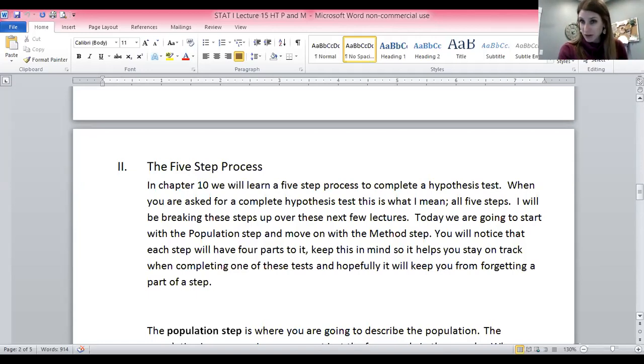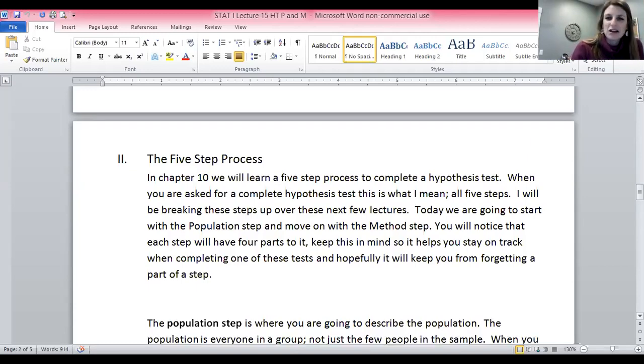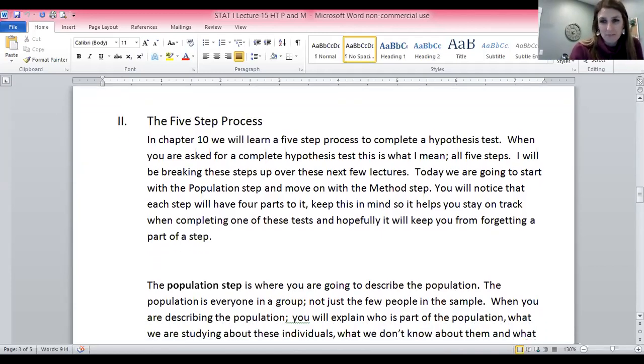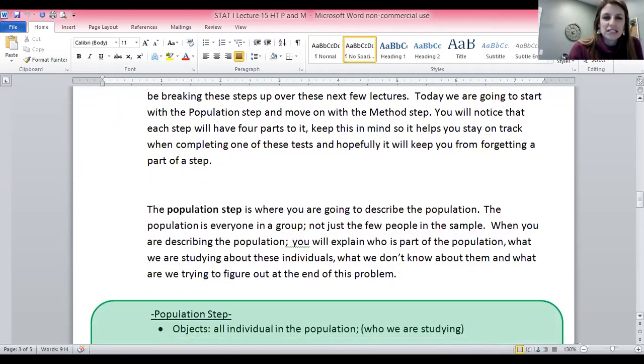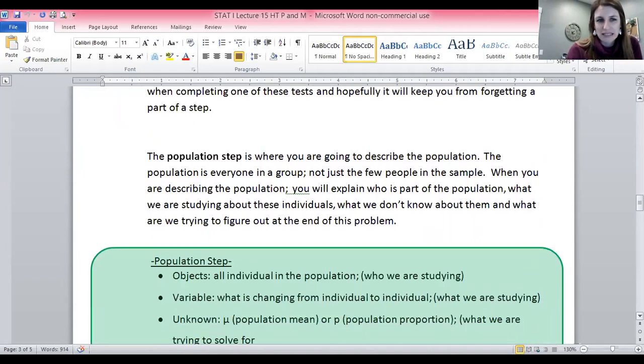We're just going to talk about the first 2 steps. Now, these are going to start looking familiar because I actually had these in the team activities for the confidence intervals. So some of this will look familiar, which is a good thing. The first step in our 5-step process is called the population step. This is where we're describing the population. I want you to understand we're not describing the sample here, we're describing the population.